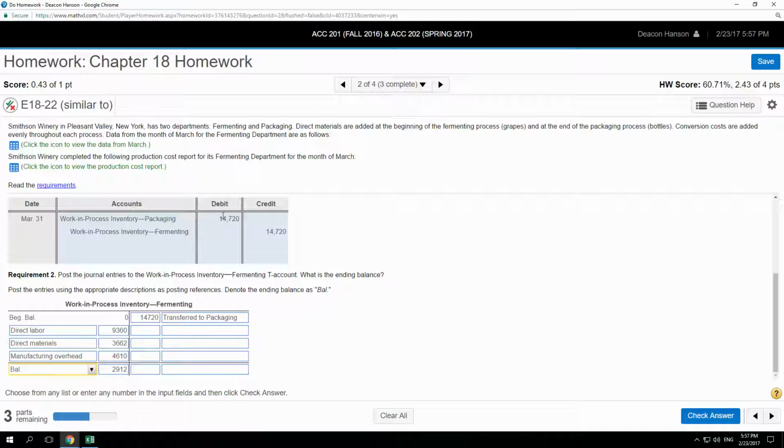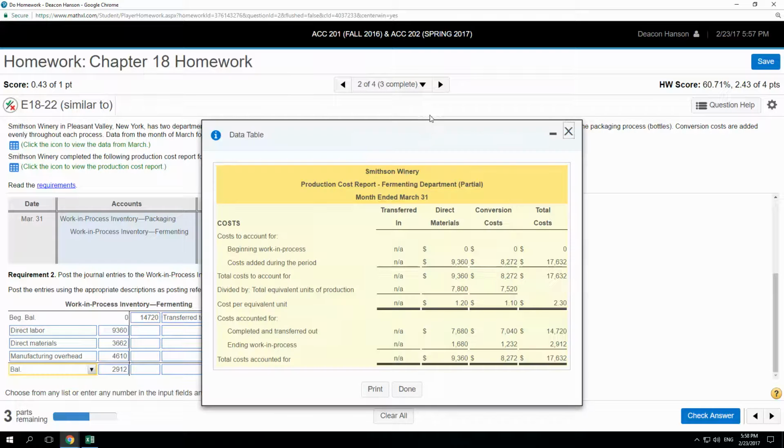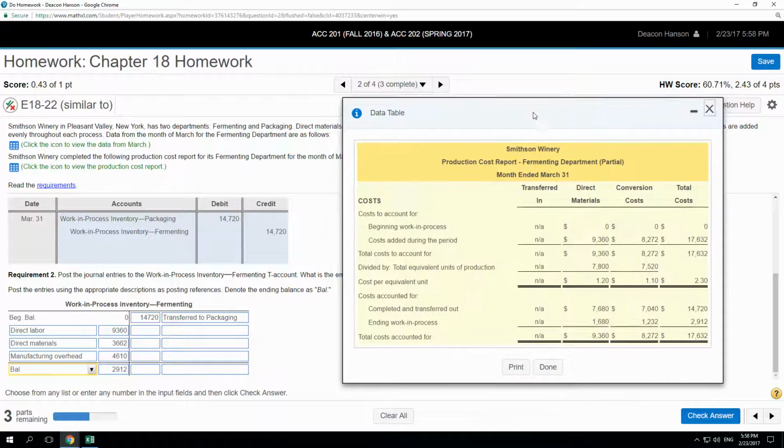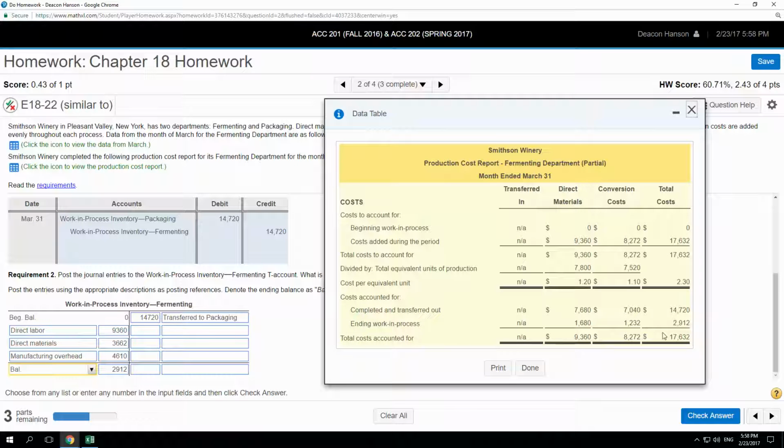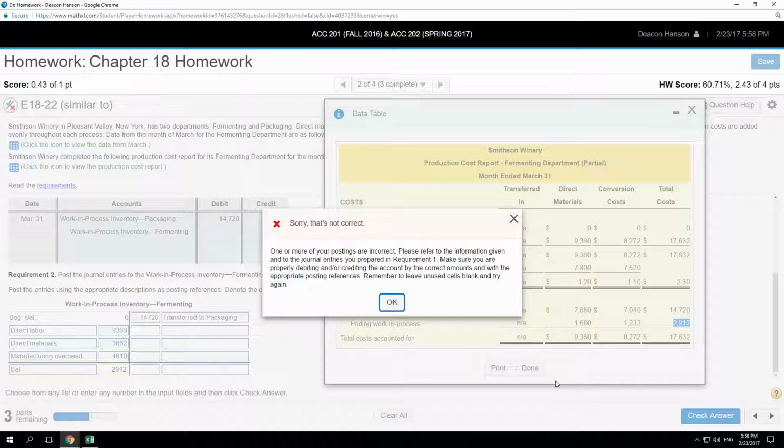And before I hit enter, I want to go take a look at my production cost report. And I want to check that figure against this production cost report. So it looks like it checks out. You see my ending balance in the T account, 2,912. That matches the 2,912 in the ending work in process total column here. Okay, so I feel pretty confident that we're going to, oh, what did we do?